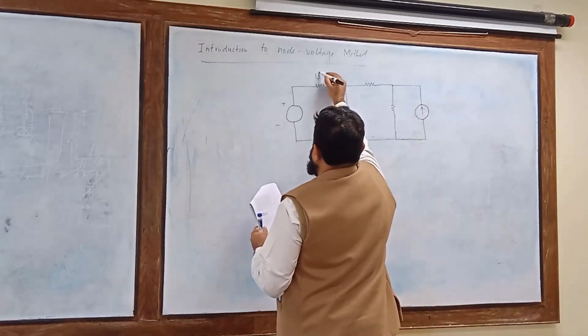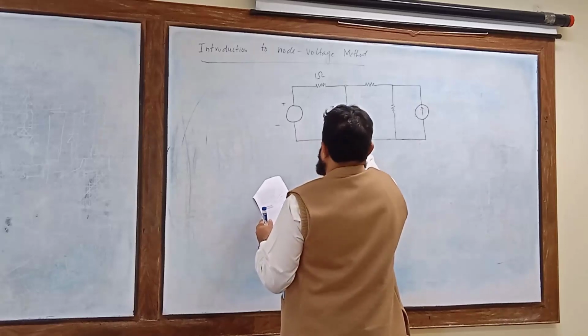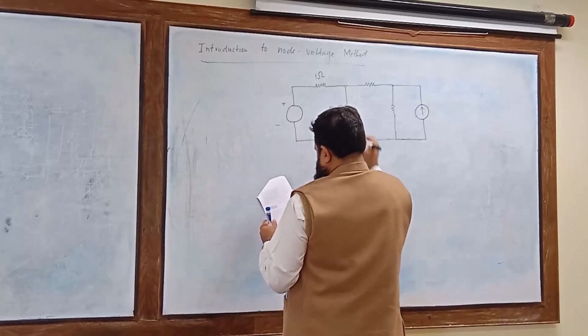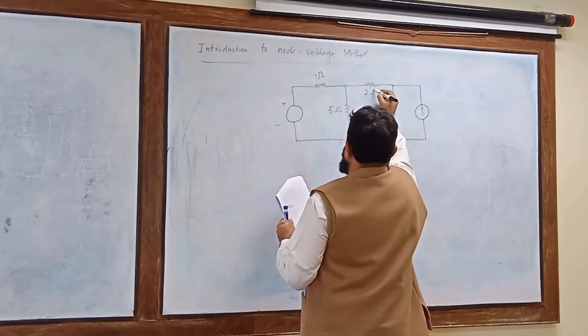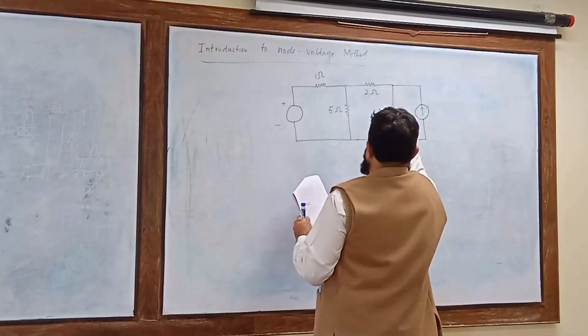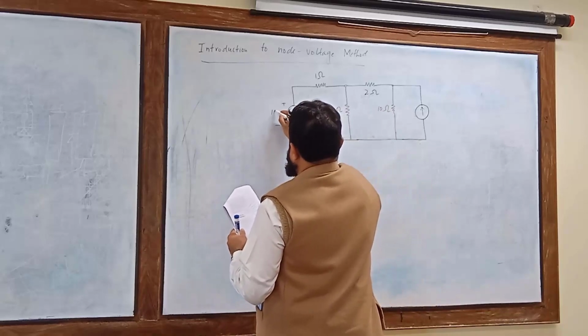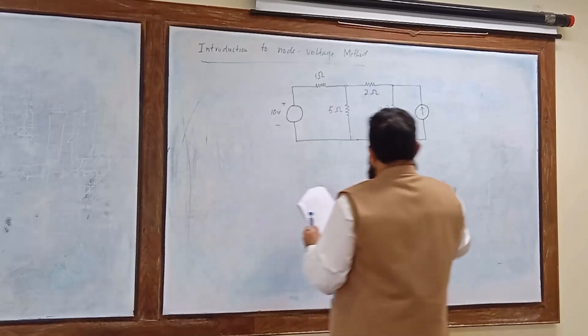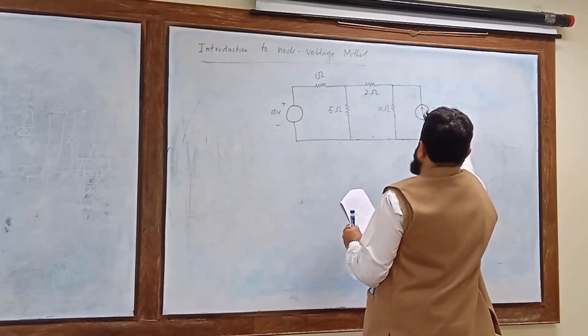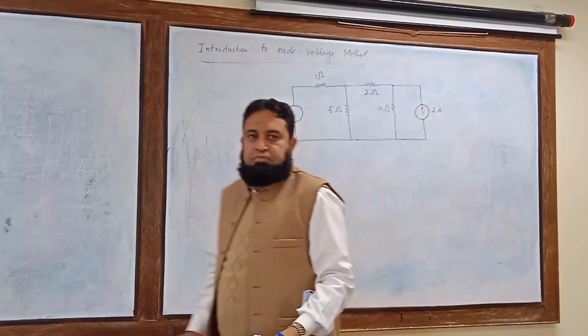Resistance is 1 ohm. Here this resistance is 5 ohm. We have 2 ohm resistance. We have 10 ohm resistance. This is 10 volt supply and 2 ampere current.